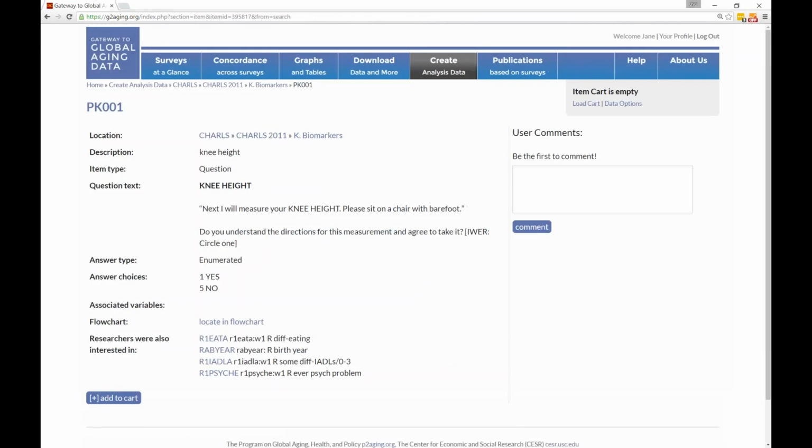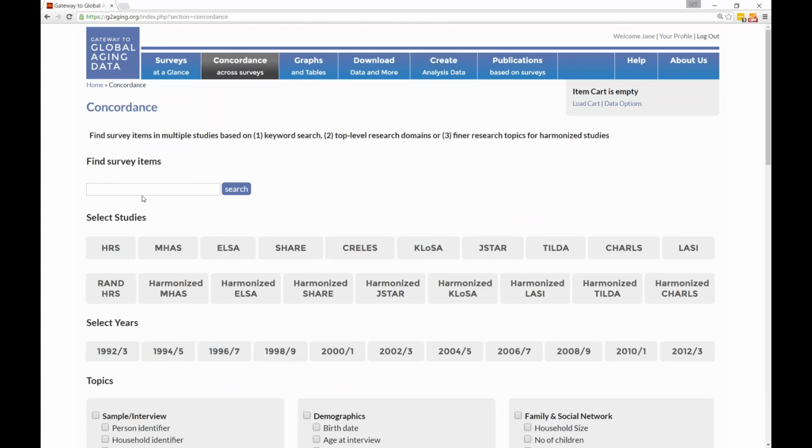So for knee height, let's just go into it. We can see the question text is, "Next I will measure your knee height. Please sit on a chair with a bare foot." And then, "Do you agree and understand the directions?" And so this variable just categorizes whether they list these directions or not, whether they understand the directions or not.